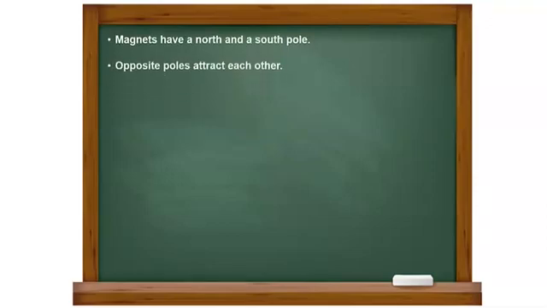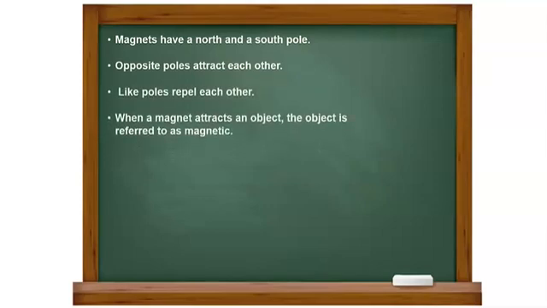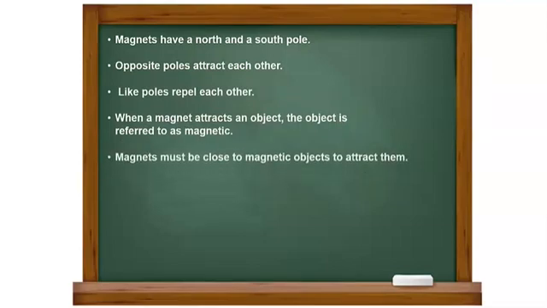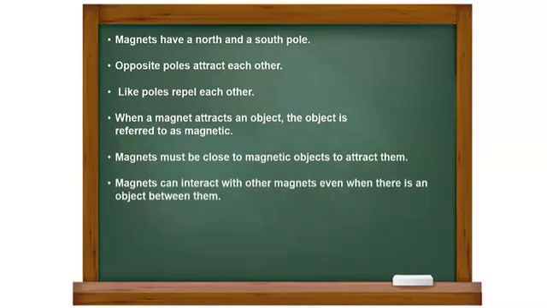Let's summarize what we learned about magnets and magnetic force. Through our investigations, we have learned that magnets have a north and a south pole. We also know that opposite poles attract each other and like poles repel each other. When a magnet attracts an object, the object is referred to as magnetic, and magnets must be close to magnetic objects to attract them. Lastly, we learned that magnets can attract with other magnets even when there is an object between them. Now, that's not all we've learned.